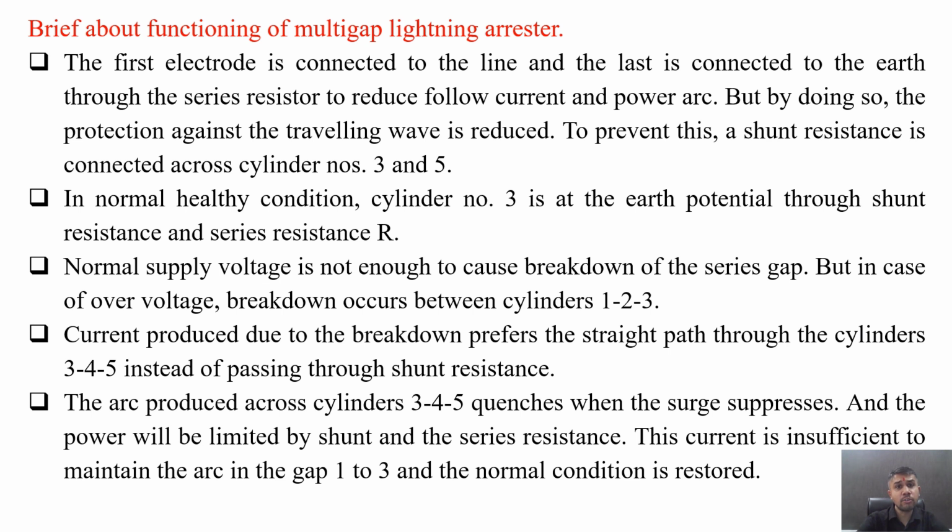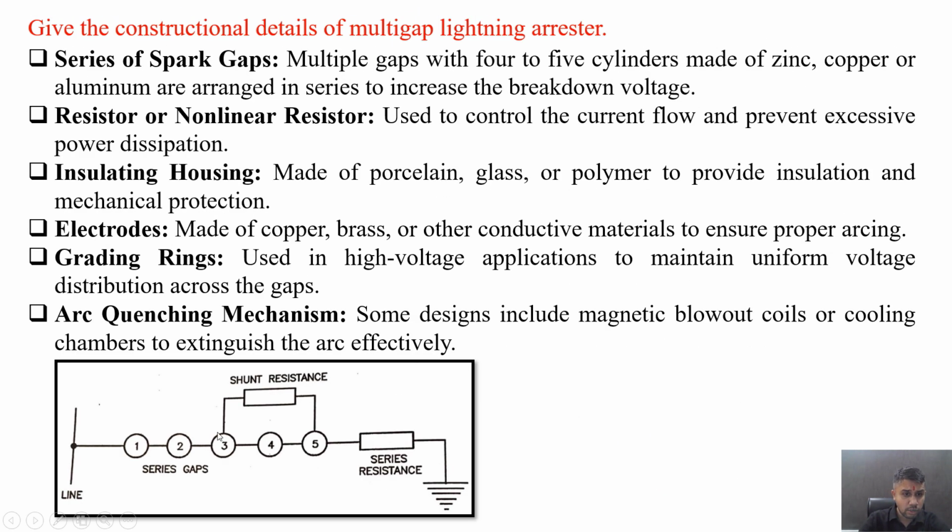So the first electrode is connected to the line and the last is connected to the earth through a series resistor to reduce the follow current and power arc. But by doing so, that is, by connecting the series resistor, the protection against the traveling wave is reduced. To prevent this, a shunt resistor is connected across cylinder number 3 and cylinder number 5, that we have already seen in the previous figures. This we have already seen, that a shunt resistance is connected across gap 3 and 5 and series resistance is connected like this.